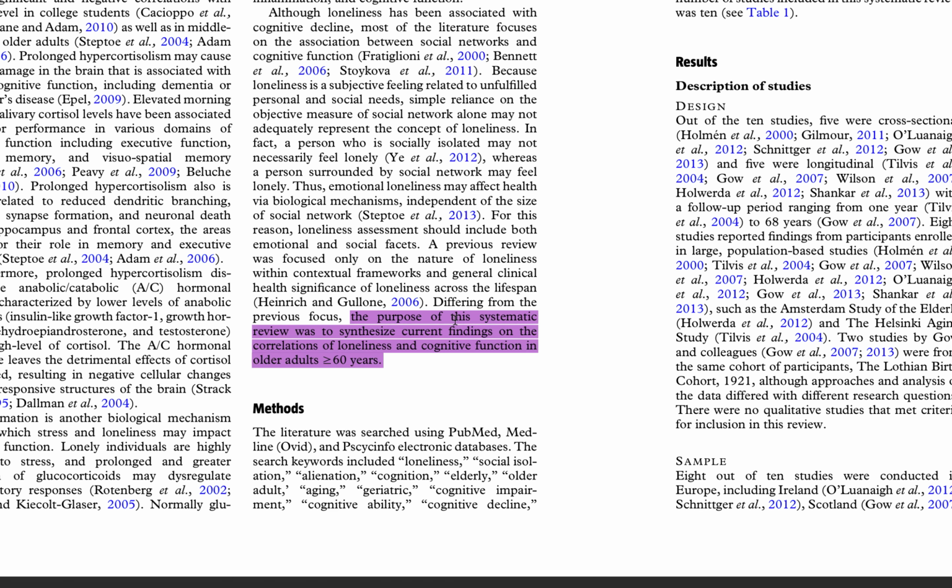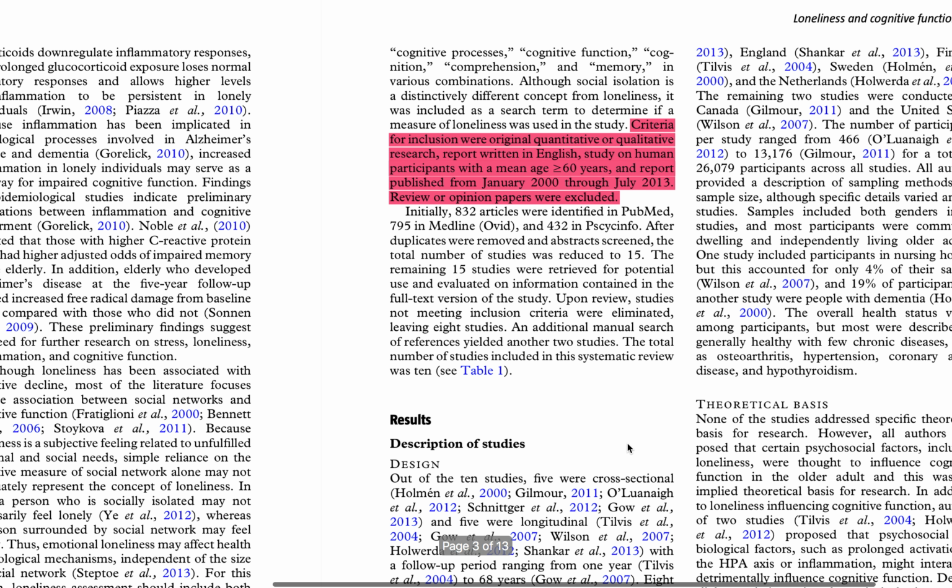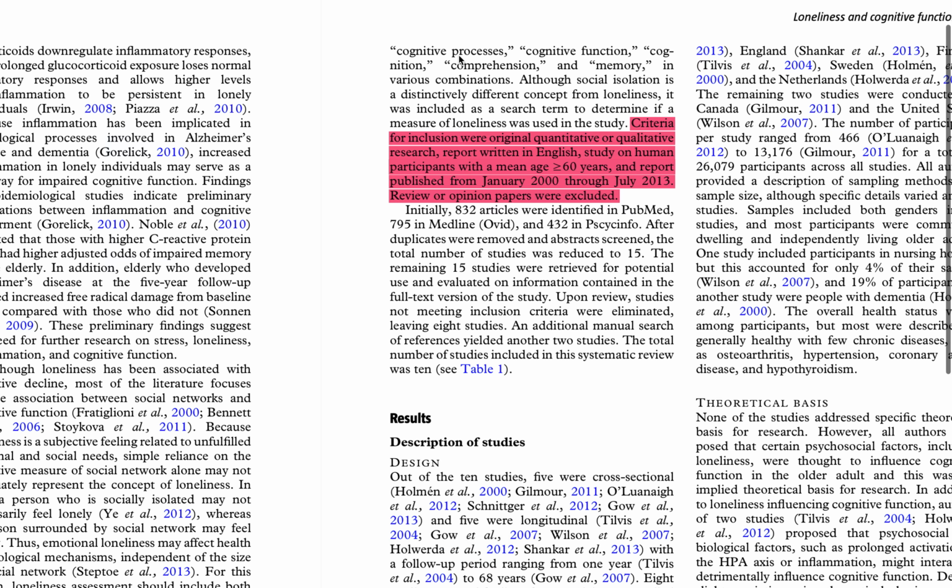You can see here in your methods section, you start with the databases that you searched. I looked at PubMed, Medline, and PsycInfo. Then I went on to talk about the specific keywords that I used, and I put all those in parentheses and listed them down here. On the next page, that continues with cognitive processes, cognitive function, etc.